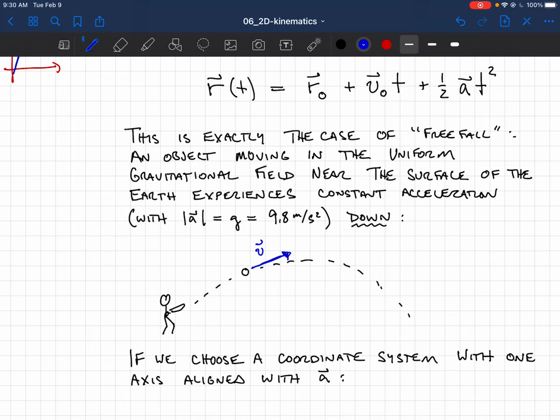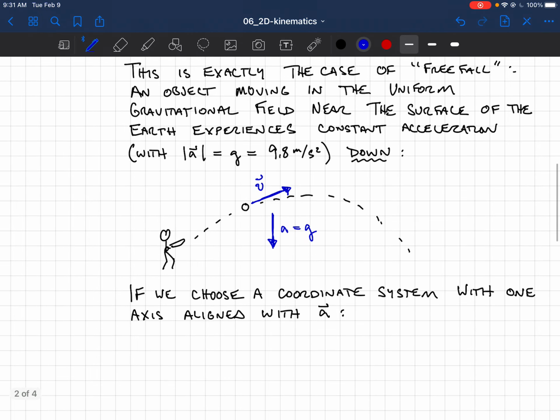But the acceleration at any moment along that path is exactly the same, and it's this vector, A, which I could label just with its magnitude, and its magnitude is g. So it's an acceleration vector that points down towards the center of the Earth, and it has magnitude 9.8 meters per second squared.